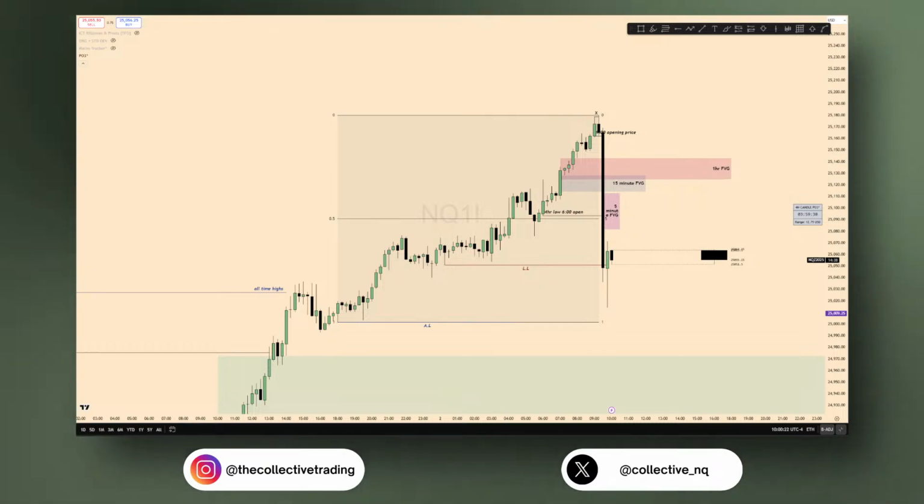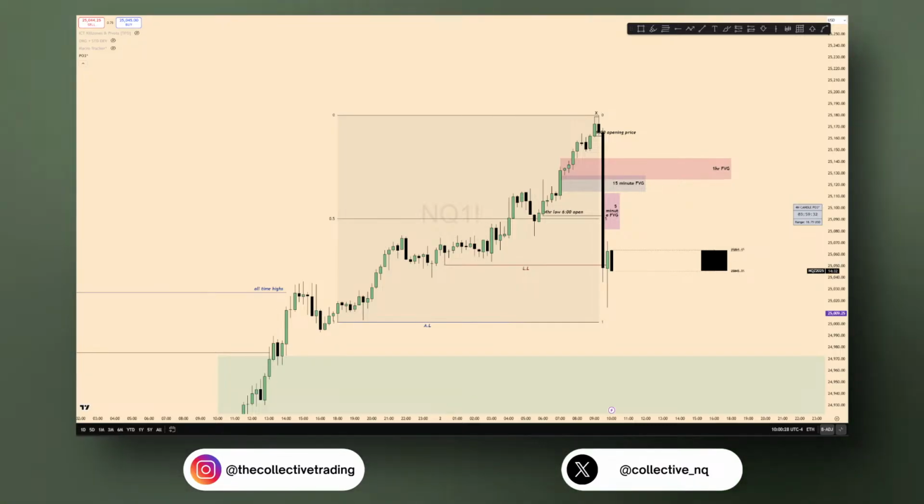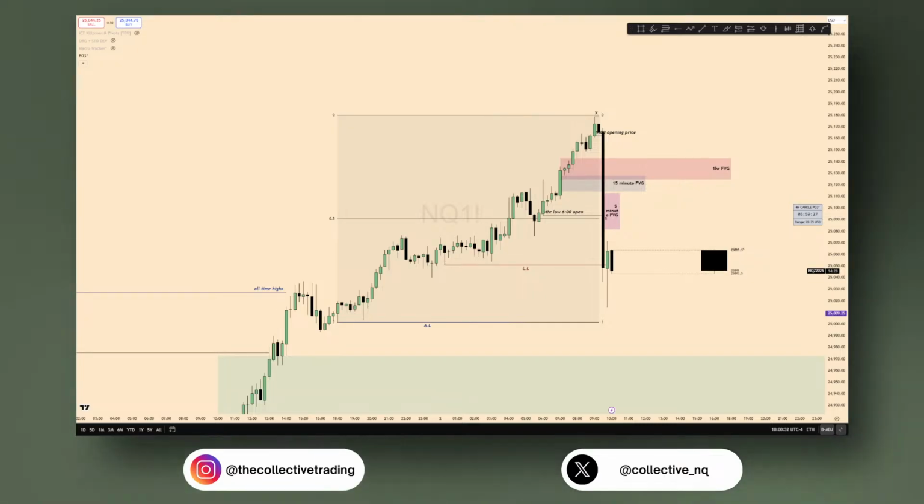Now, what I would want to see. Let's start small. Let's get the trade into the 15-minute. Let's see if we can trade into the 15-minute. Right? Any manipulation higher off of the 10 a.m. open.